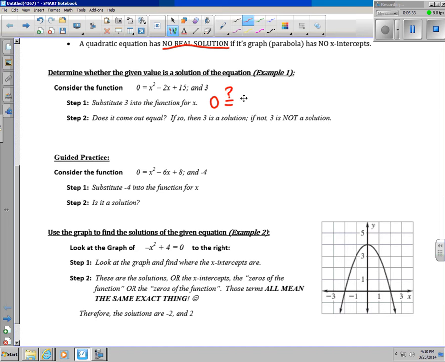And I'm going to square 3 and get 9. And then negative 2 times 3 is negative 6, plus 15. So 9 minus 6 is 3, and 3 plus 15 is 18. Now 18 does not equal 0. So therefore 3 is not a solution to that function. So stop the video, go ahead and do your guided practice for this. We're going to consider the function below and see if negative 4 is a solution.